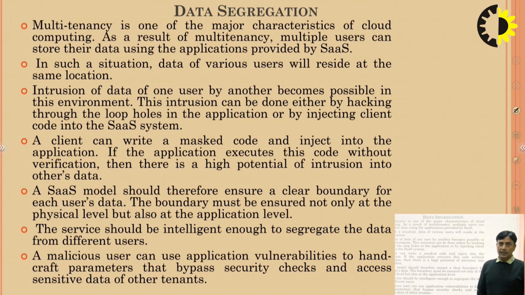Data segregation: as we know, this is the multi-tenant model. A number of users are using the same services, the same storage, and basically the same virtual machine can be granted to a number of different users. So there should be a proper mechanism so that data can be segregated and differentiated between different users, so that one user cannot access or use the other's data.